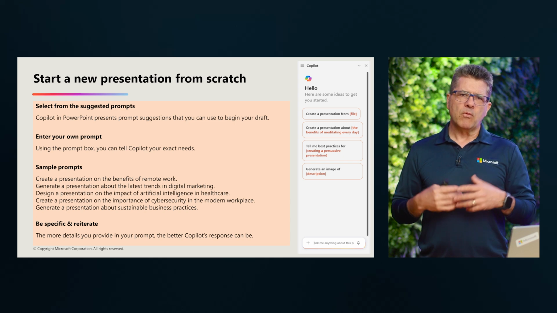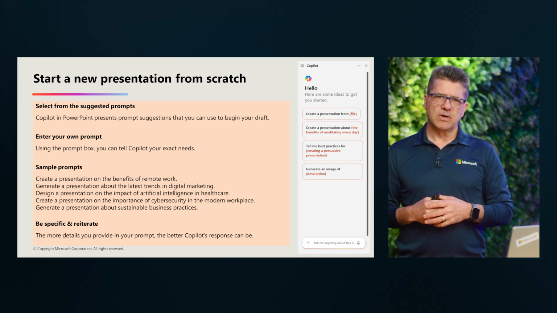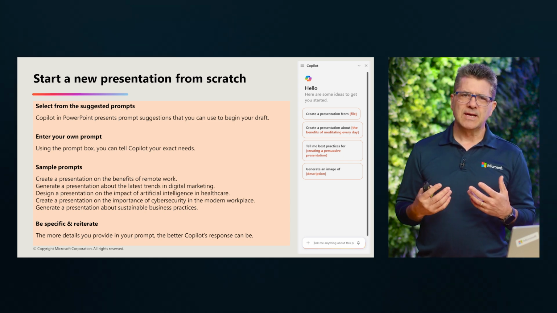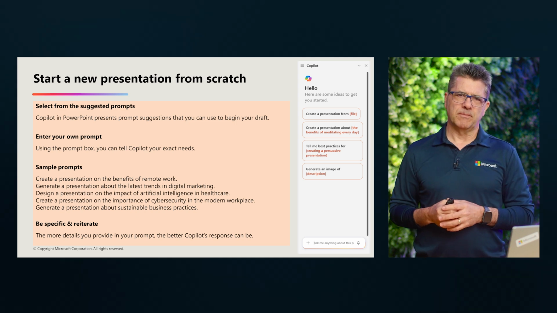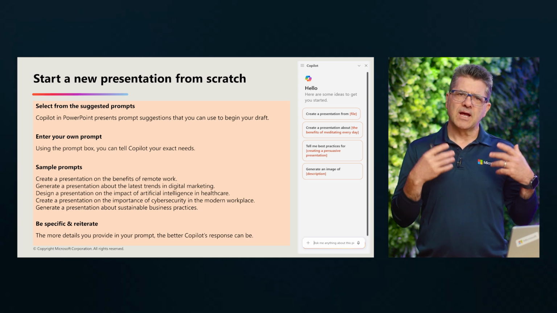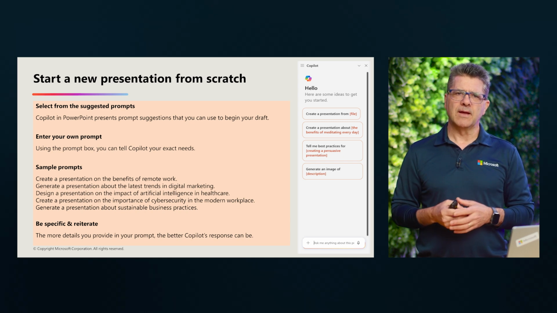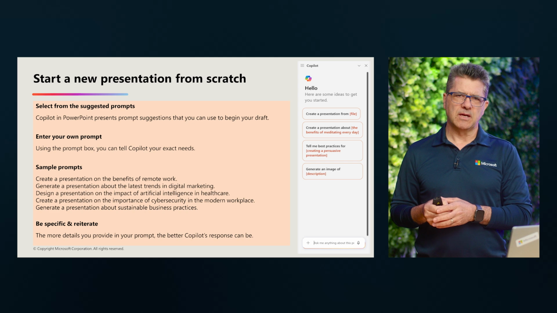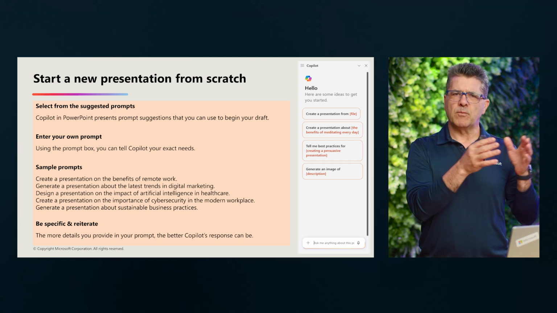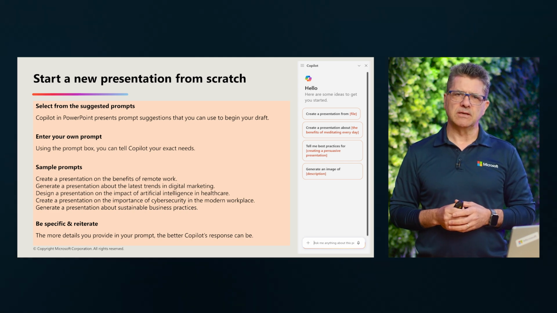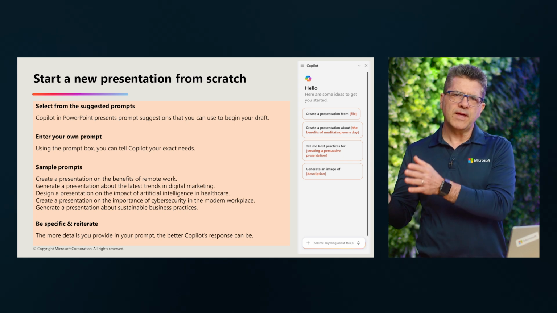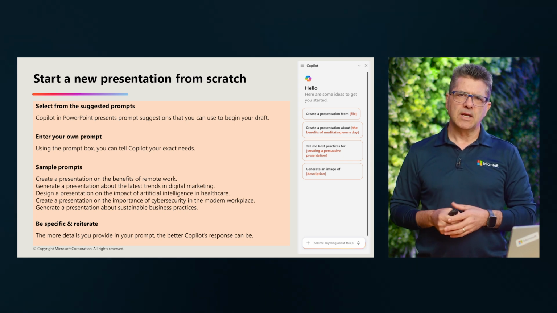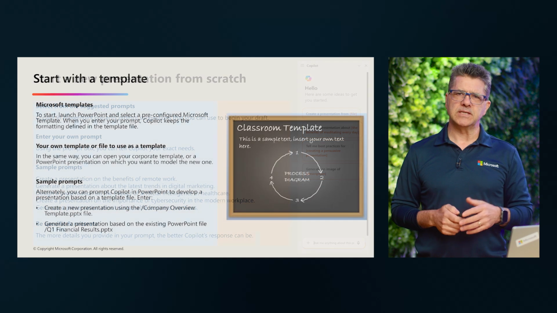Now, one of the things that I want to be able to do when I create a presentation is be specific, right? So when I create a presentation, I want to be able to tell Copilot, this is how I want you to do it. What are the details? I want to focus on summarizing this particular section, or I want to do this based on that content. Let's discuss this in a little more detail.